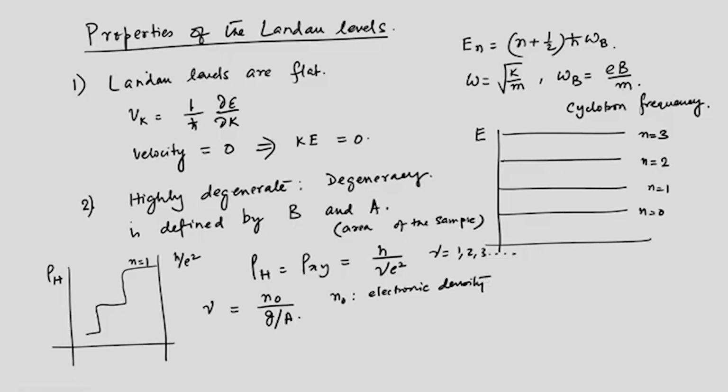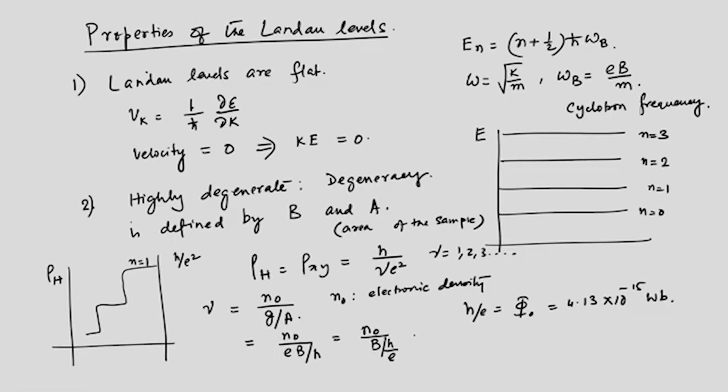Sort of going back, that is, I'm revising some of the things that I have already said, and this is nothing but n0 divided by eB over h, and if you remember, G over A is degeneracy per unit area, and I can write this as n0 divided by B and divided by h over e, and that h over e is nothing but a flux quantum, which has a value 4.13 into 10 to the power minus 15 Weber. All right, so this is the value of the flux quantum.